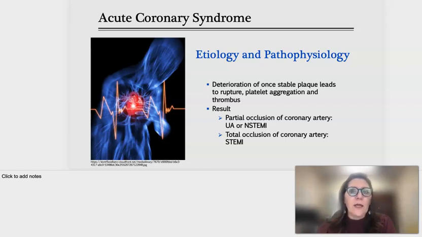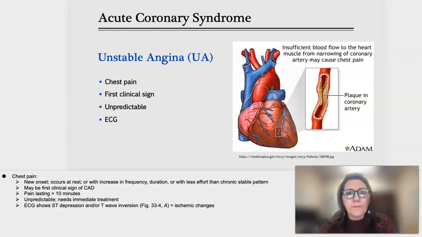You can have platelet aggregation and a thrombus. That's where you have a blood clot, right? And the result is a partial occlusion of the coronary artery or a total occlusion, so a non-STEMI or a STEMI. So that's how that works. And that's why it's really important to keep things under control. Prevention, of course, is key, right? To not have these plaque areas in the first place that can break off and cause a clot.